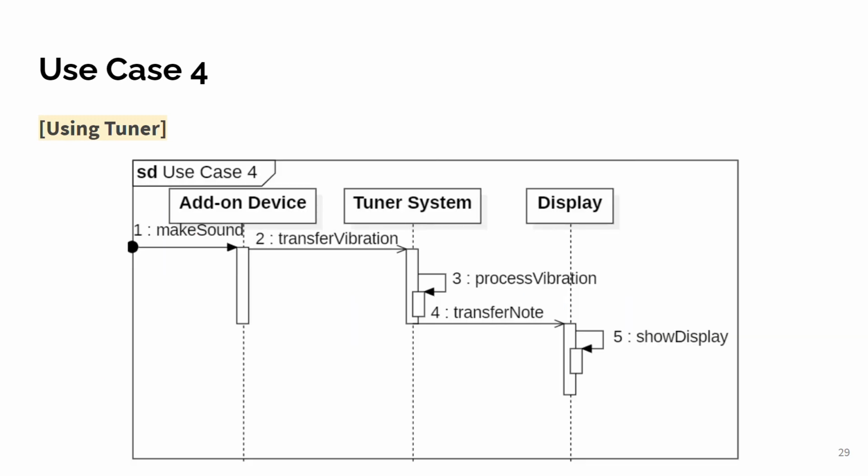This is the sequence diagram for our use case 4. The user's sound is the trigger for the overall process. The add-on device will then detect the vibration and transfer it to the tuner system. When the tuner system receives the vibration, it calculates the frequency and sends it to the display. Finally, the display simply visualizes its frequency to the user.